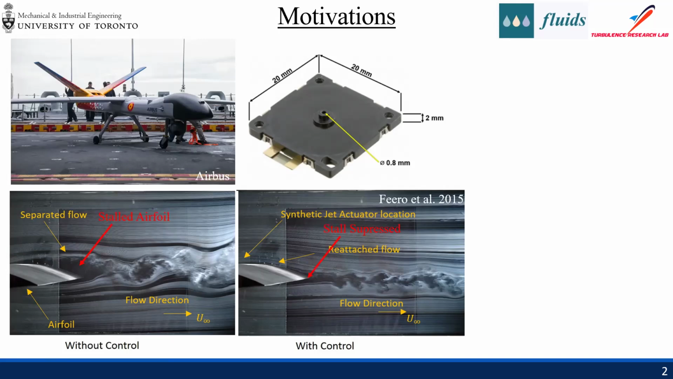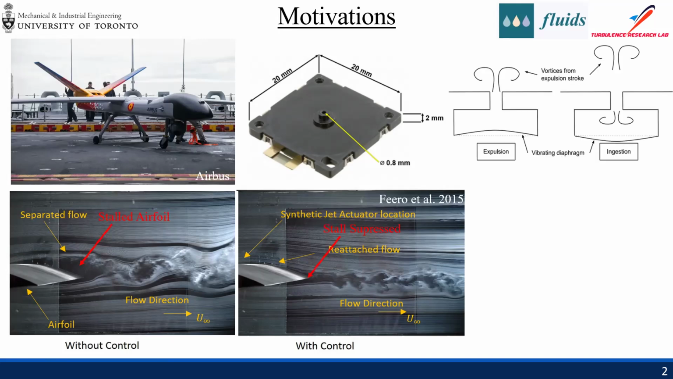Now, the way these SJAs work, they're similar to your human lungs. There's a diaphragm inside a cavity, and during the ingestion cycle, the cavity volume expands and draws the air in. Then during the expulsion cycle, it squeezes it back out. And here's a little visualization of how it looks in a quiescent environment. The alternation of the diaphragm can result in this kind of vortex ring formation. Kind of looks like mini donuts.